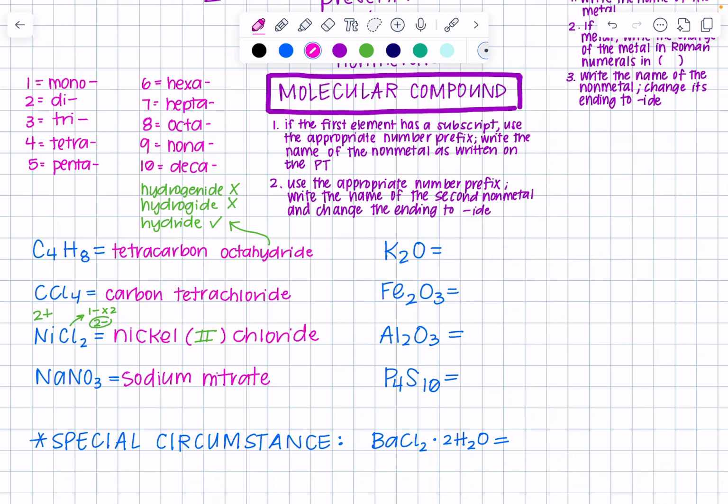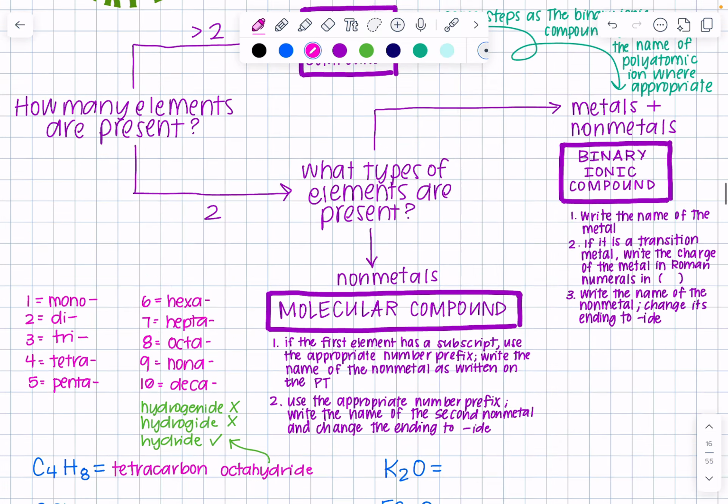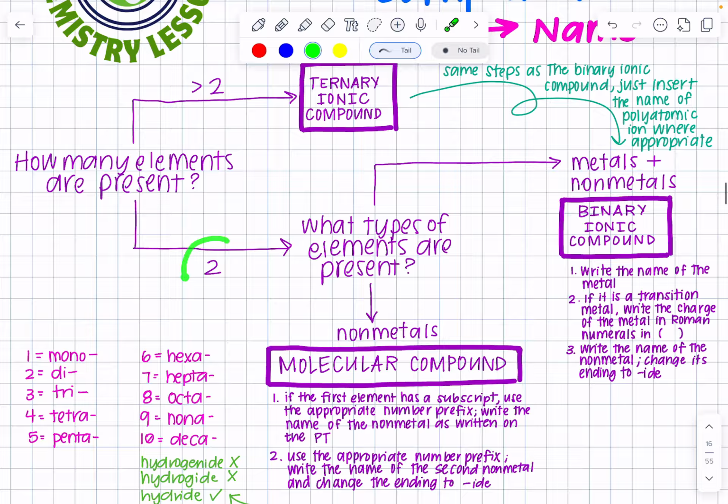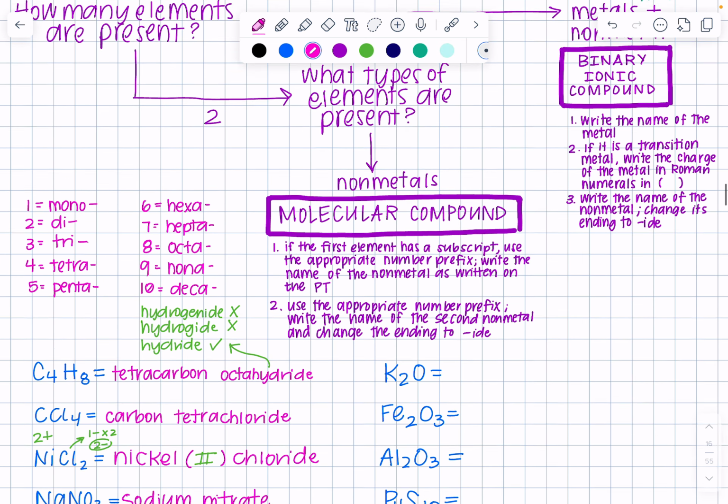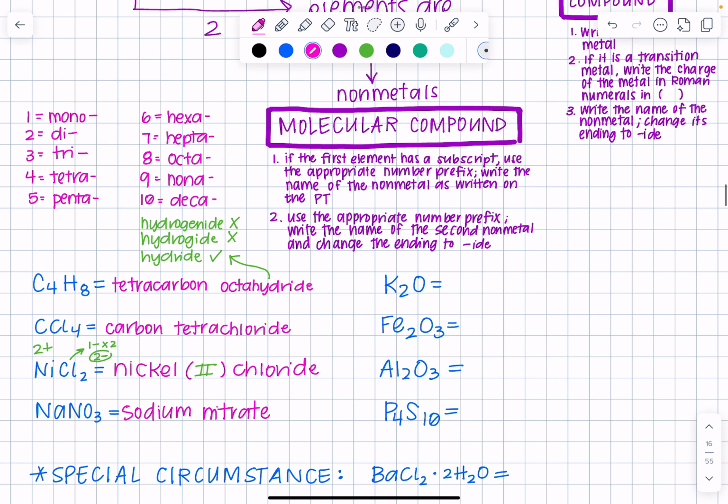All right, next one, K2O. In this case, I have 2 elements. Potassium is a metal, so I'm going to be doing my binary ionic compounds. Again, K is potassium. It is not a transition metal, so I'm not going to do parentheses. And then O is oxygen. Change the ending to IDE.